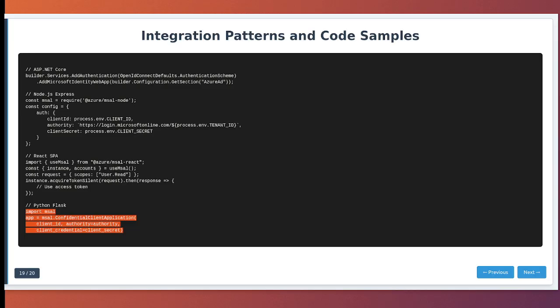API integration requires validating tokens on every request. The middleware examples show how to extract the bearer token, validate its signature and claims, and make the user's identity available to your application logic. For high-performance scenarios, implement token validation caching, but be careful to respect token expiration times.